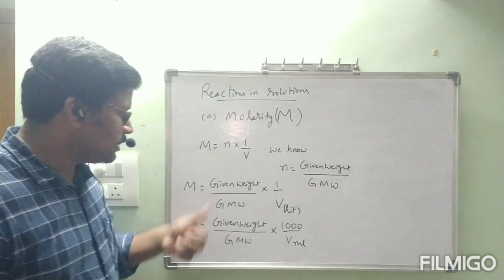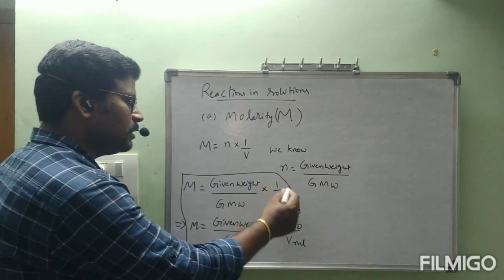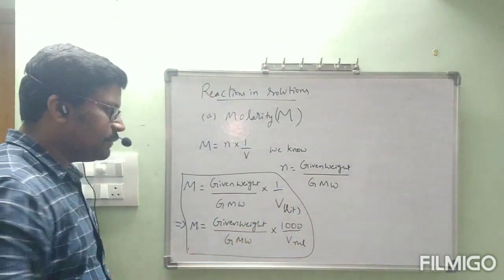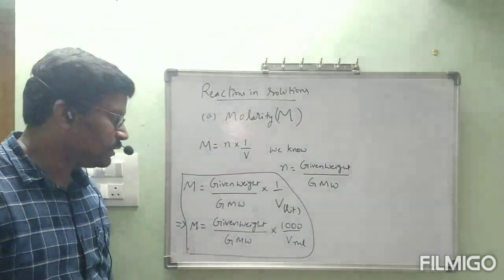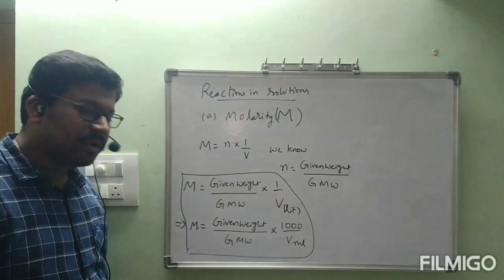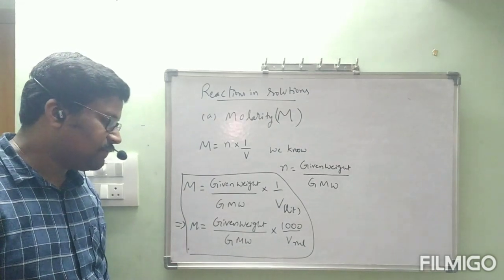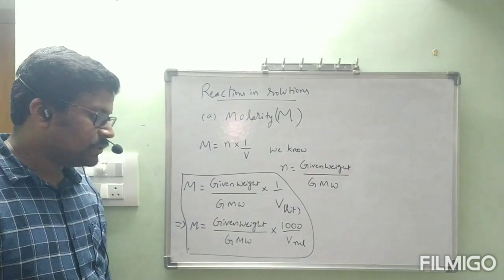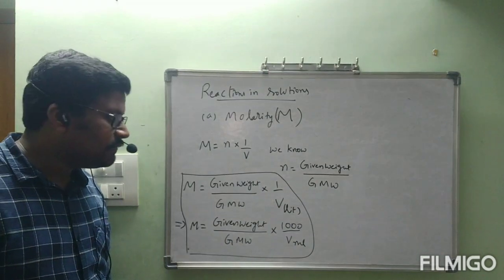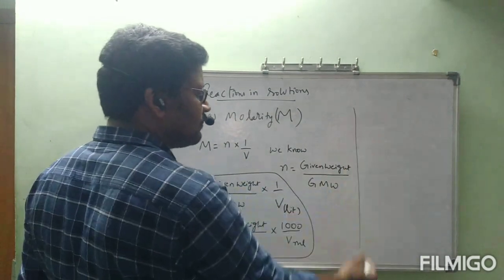Okay, now this is the useful formula for molarity. Two useful formulas. After noting down, keep it in the box, all of you. Capital M is equal to given weight by gram molecular weight into 1 by V, in which V must be expressed in liters. Capital M is equal to given weight by gram molecular weight into 1000 by V, in which V must be expressed in milliliters. This is the final formula for molarity.